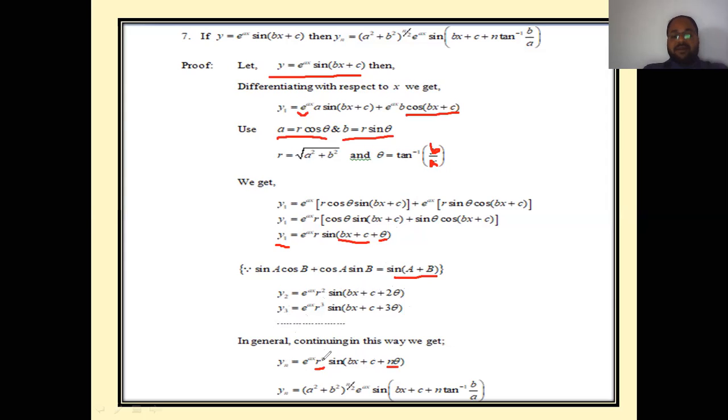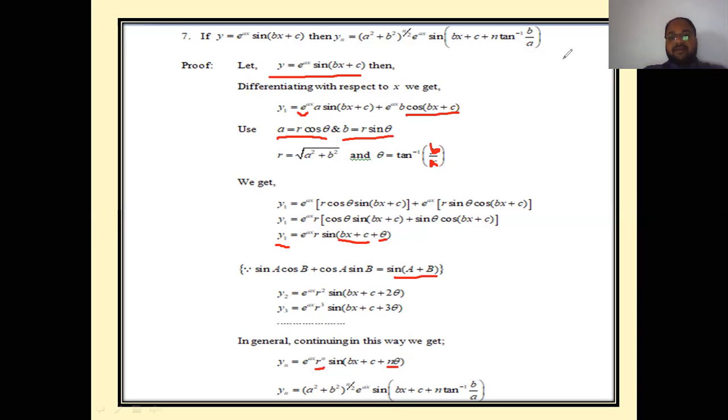Now, when you substitute the value of r, so what is r? a square plus b square raised to power 1 by 2. Means here the power is n, so we get n by 2. Exponential function keeping as it is, e raised to power ax sine of angle bx plus c plus n into theta. Theta is nothing but your tan inverse b by a. So we get finally tan inverse of b by a. So this is the nth derivative of exponential with trigonometric function of sine.